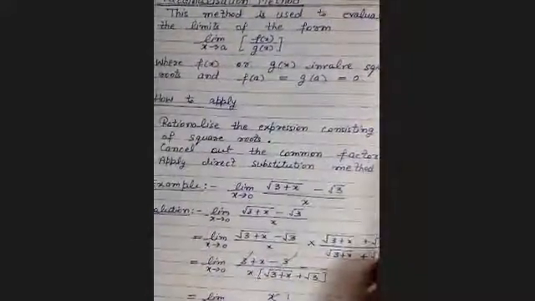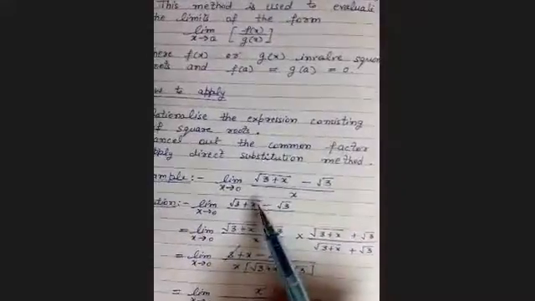Then what is the procedure? Let's read it. Rationalize the expression consisting of square roots, cancel out the common factors, apply the direct substitution method. For example, limit x tends to 0, root of (3 plus x) minus root 3, upon x.